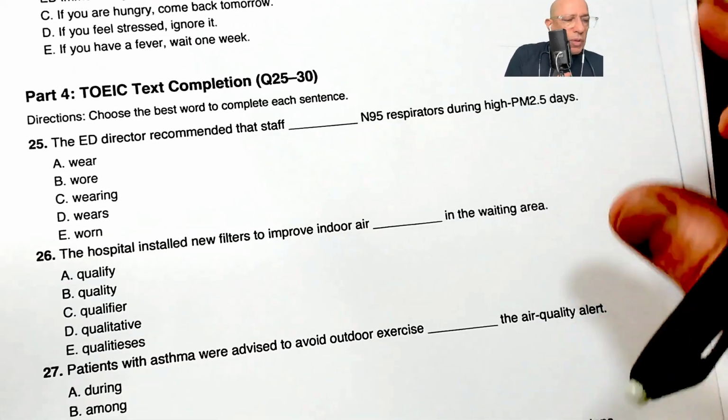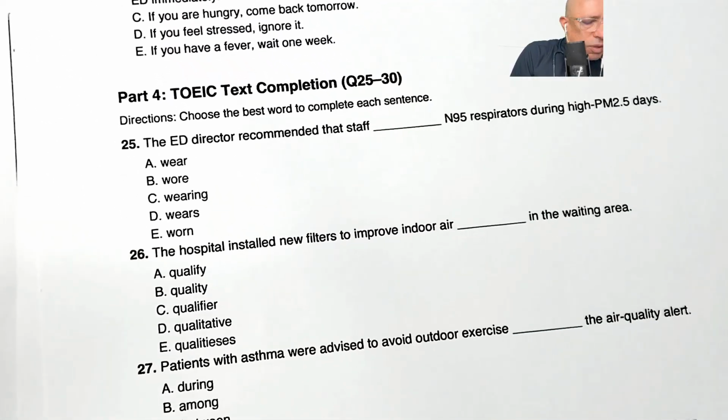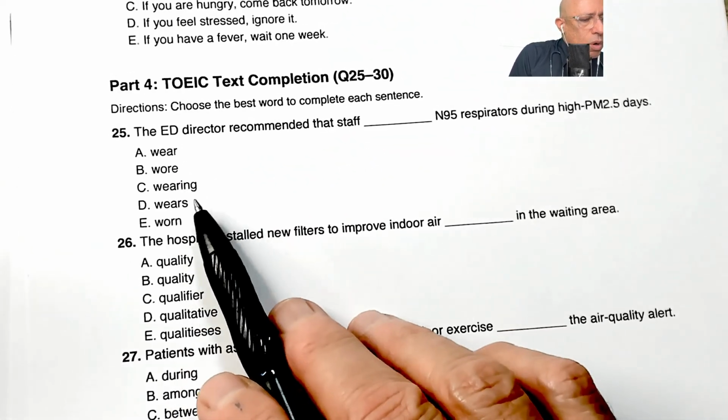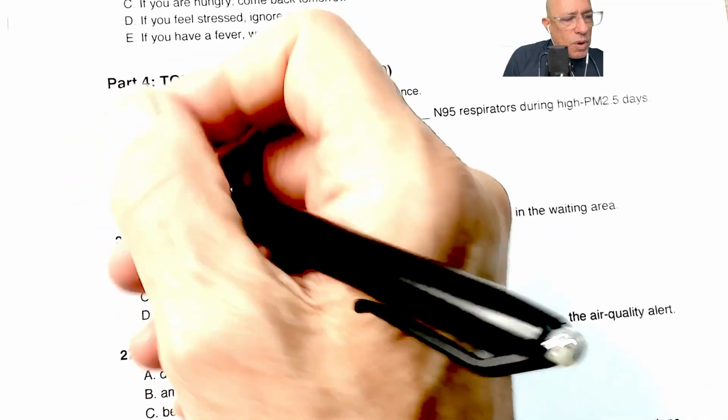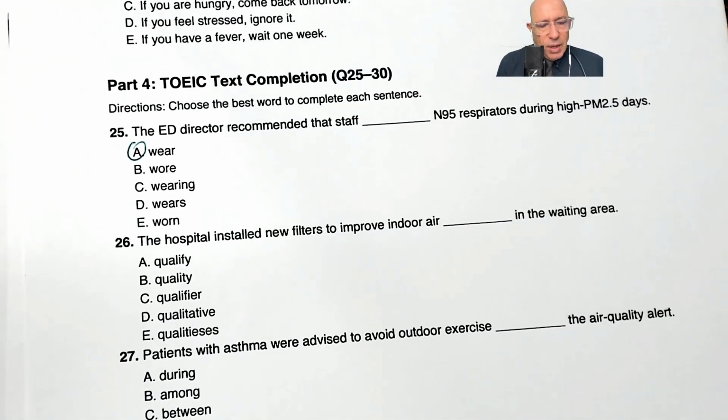But anyway, this is structure. The director recommends that staff wear, wore, wearing, wears, worn. Pretty simple here. The correct answer is A.